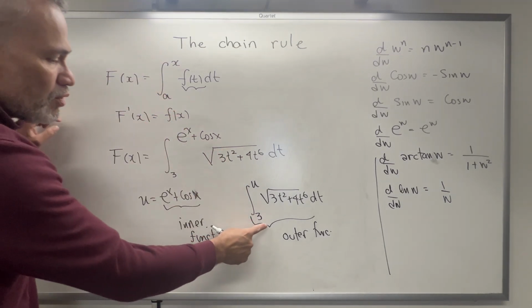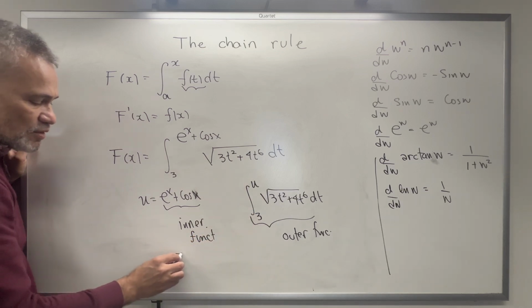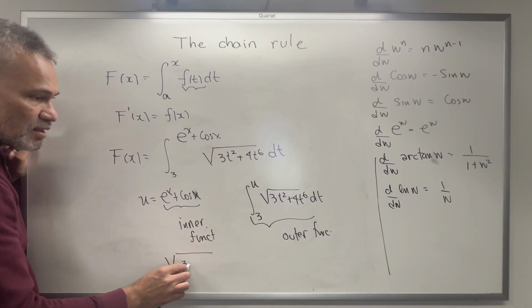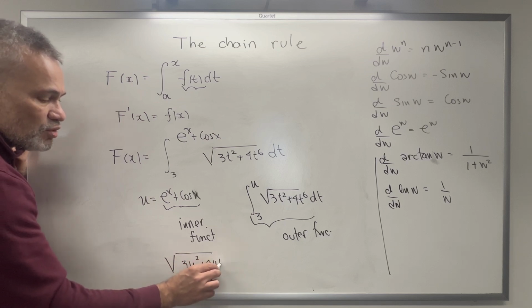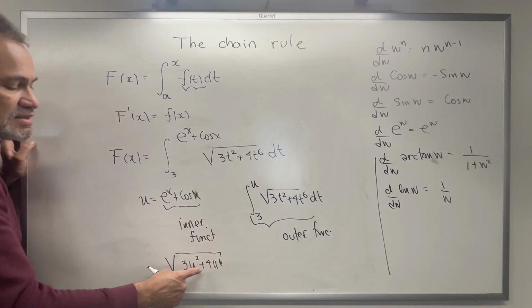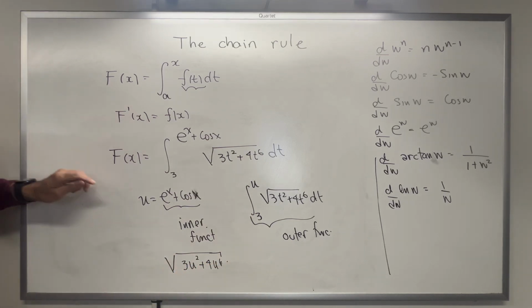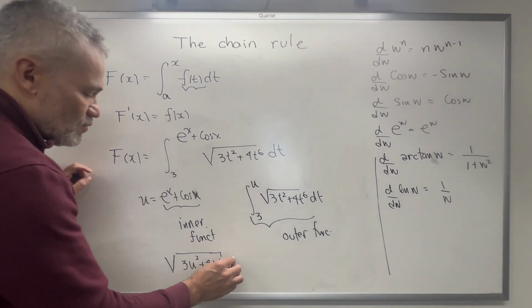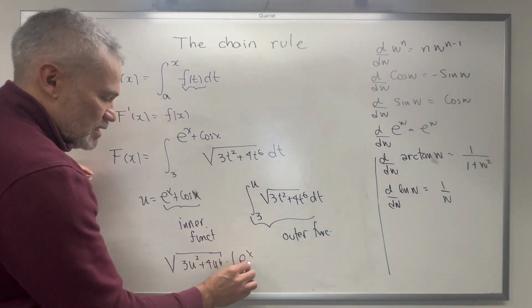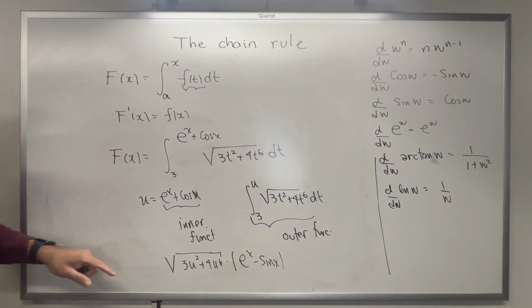Using the chain rule, we get that the derivative of this function is the square root of 3u squared plus 4u to the 6. This is the derivative of the outer function. And then we have to multiply by the inner derivative, the derivative of the inner function, which is e to the x minus sine of x.